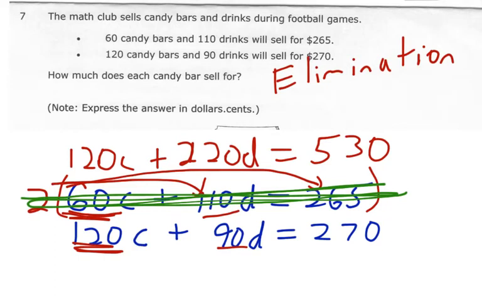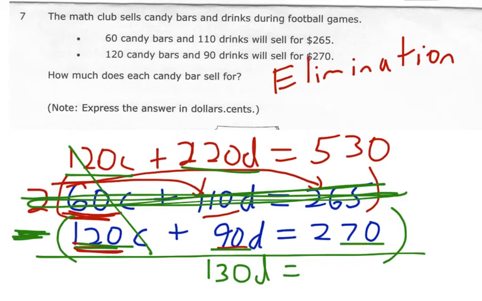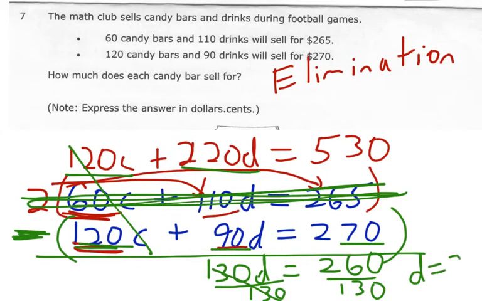And how can we get rid of 120C? If we add them, it's going to give us 240, so we don't want to do addition, we want to do subtraction. And if we're doing subtraction, that means we're going to subtract everything. So think of it as 120 minus 120, and that cancels. And then 220D minus 90D. So 220 minus 90 is going to give us 130D. And then 530 minus the 270 is going to give us a total of 260. And then it's just a one-step equation from there. So divide both sides by 130, and you have solved for D, because D is just going to be 26 divided by 13, which is 2.